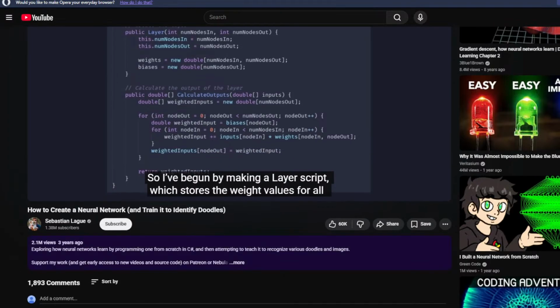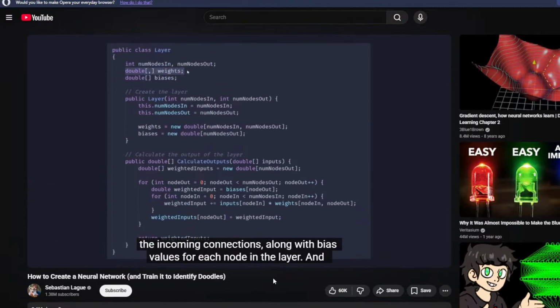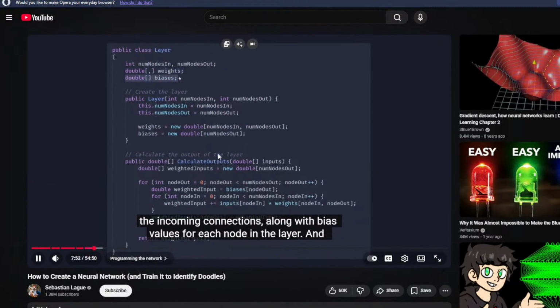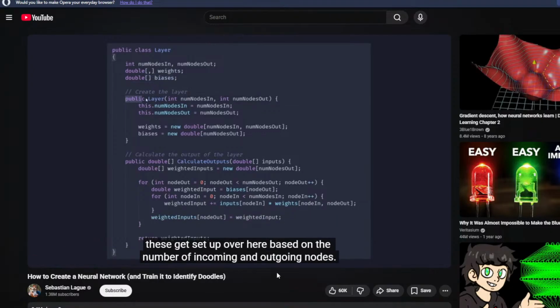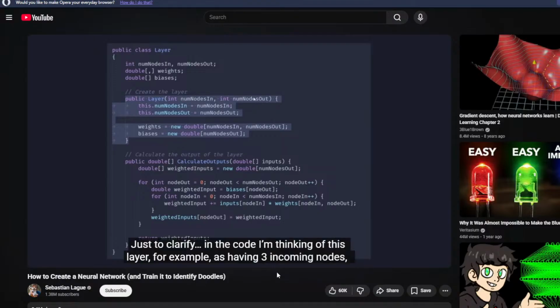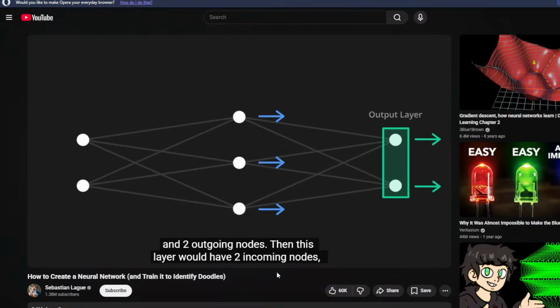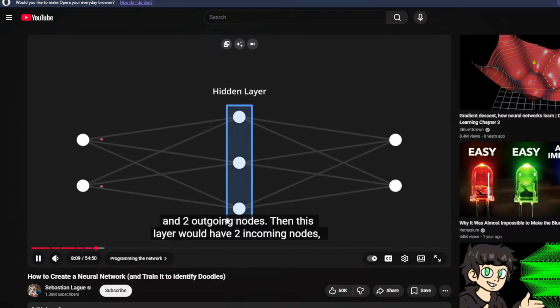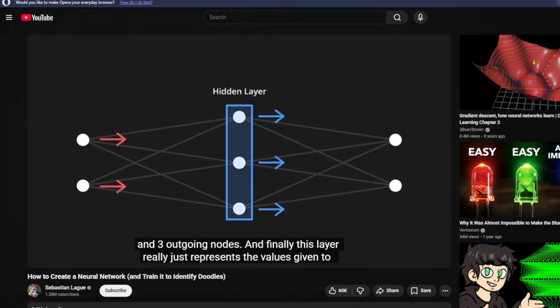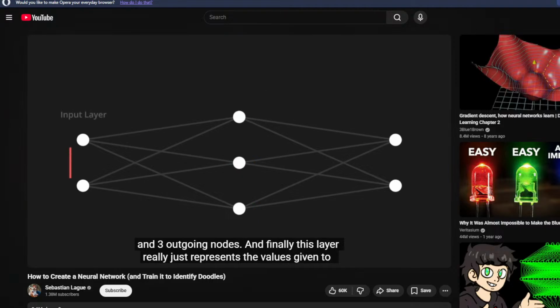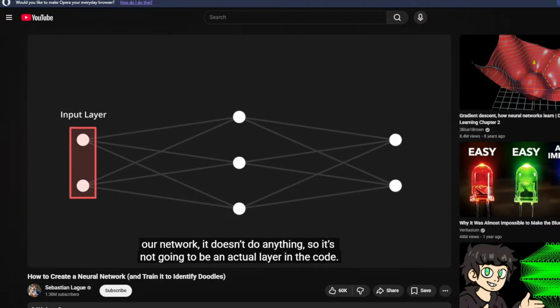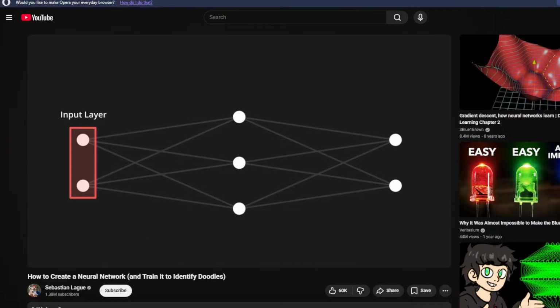This stores the weight values for all the incoming connections, along with bias values for each node in the layer. These get set up over here based on the number of incoming and outgoing nodes. Just to clarify, in the code I'm thinking of this layer, for example, as having 3 incoming nodes and 2 outgoing nodes. Then this layer would have 2 incoming nodes and 3 outgoing nodes. And finally, this layer really just represents the values given to our network. It doesn't do anything, so it's not going to be an actual layer in the code.